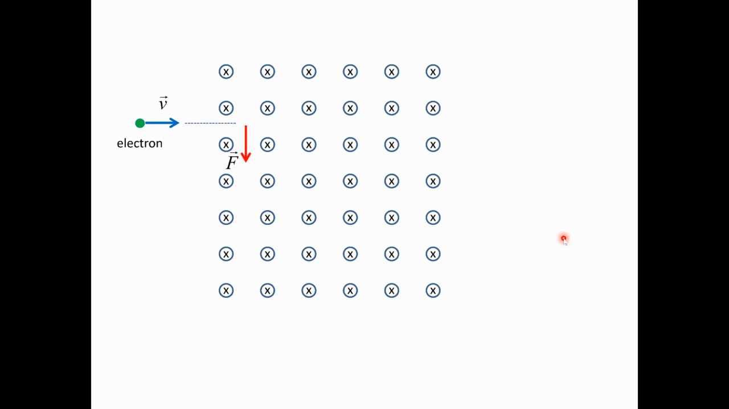So take your flat hand and orient it so that your fingers are pointing to the left as you look at the screen. Right, that's the direction of the current. An electron, which is negatively charged, moving to the right, is a current moving to the left. So your fingers are pointing to the left.